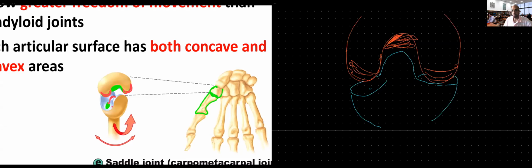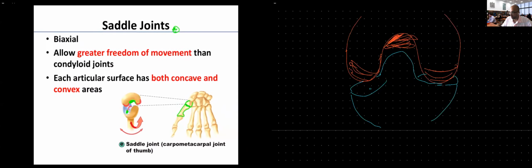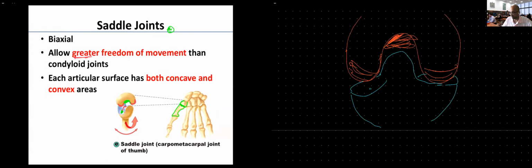Saddle joint. The presence of the saddle joint is what allows thumb opposition. It allows a greater freedom of movement than the condyloid joints, and that's why the thumb can perform opposition, but not any of the other four fingers.